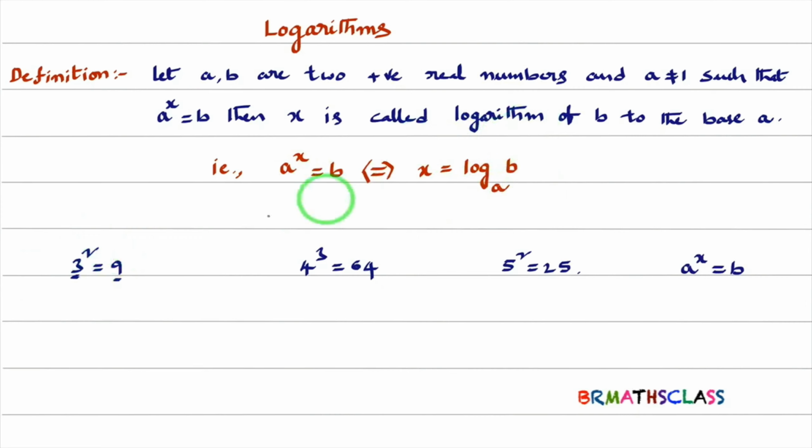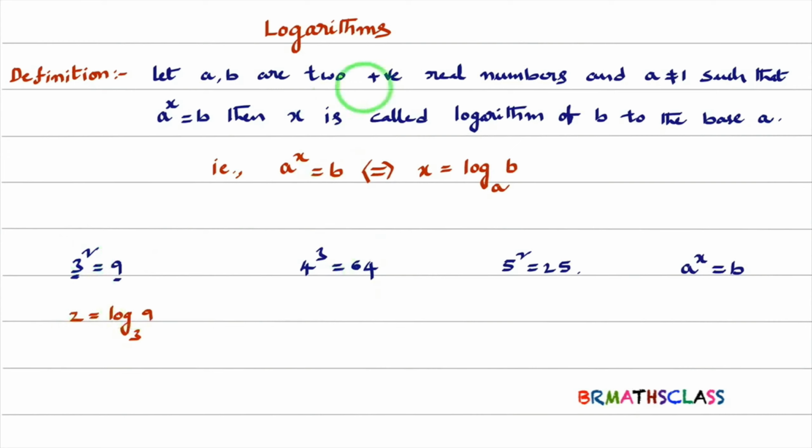So here you see, if you are able to find 3 square equal to 9, as per the definition of logarithm, what can you write? What is 2? 2 is called the logarithm of 9 base 3. Try to understand here. Logarithm of 9 base 3 is what? 2 is called the logarithm of 9 base 3.